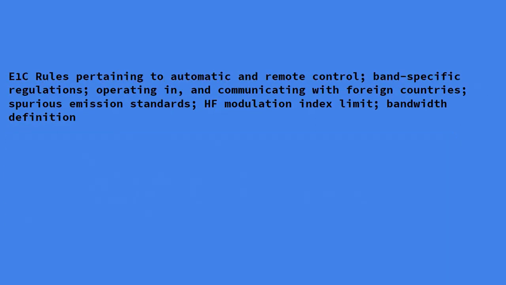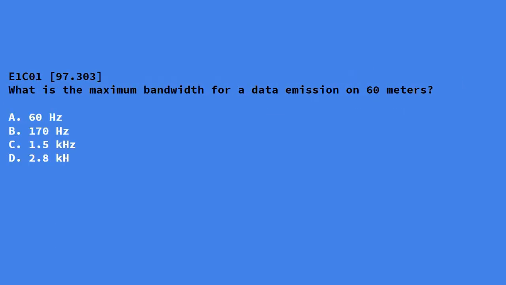E1C covers rules pertaining to automatic and remote control, band-specific regulations, operating in and communicating with foreign countries, spurious emission standards, HF modulation index limit, and bandwidth definitions. E1C01, what is the maximum bandwidth for a data emission on the 60 meters band? Answer is 2.8 kilohertz.